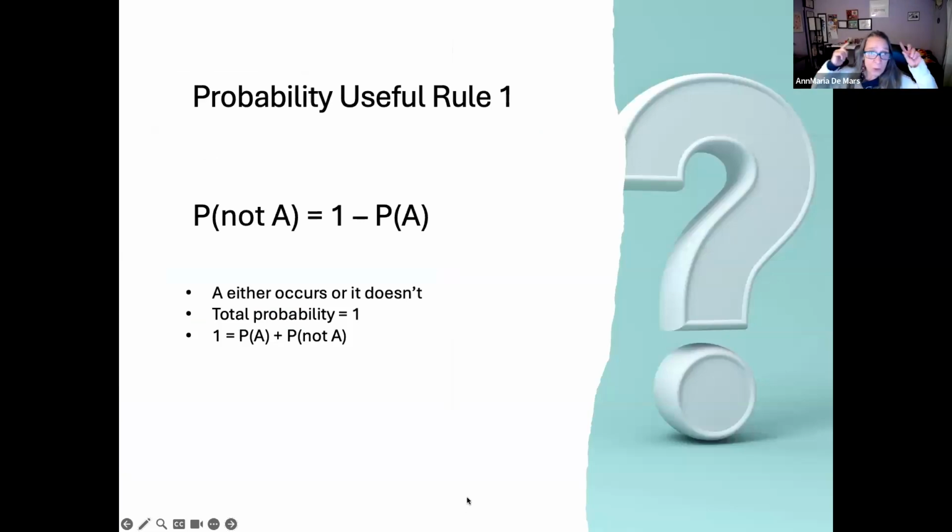Useful probability rule number one: the probability of not A equals 1 minus the probability of A. Because something's going to happen, right? Either an event occurs or it doesn't. There are only two possibilities, and the total probability is 1. Something occurred or it didn't occur. If it didn't occur, then it's 1 minus the probability it did occur, because those two have to add up to 1. The probability of something happening plus the probability of it not happening is 1.0.